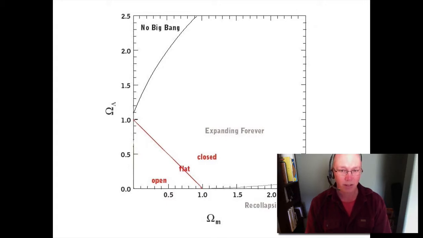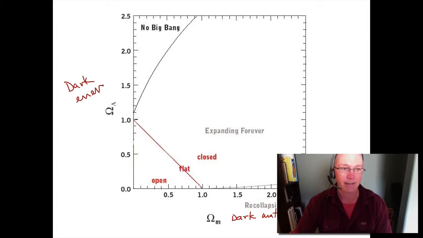So what we're going to look at here is a comparison between dark matter and dark energy. Dark matter is on the x-axis. So this is the fraction of dark matter in the universe compared to our critical case. This is dark energy over here. And let's see if we can figure out what will happen if we have more dark energy or more dark matter, right? If we have more dark energy, remember, dark energy is the thing pushing the universe apart.